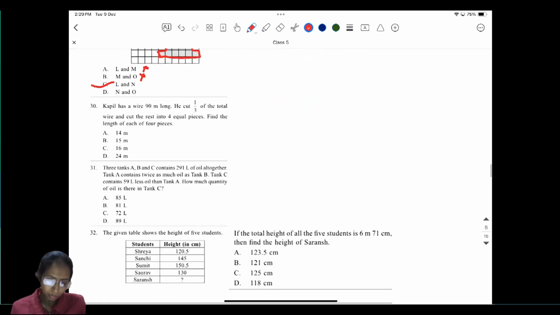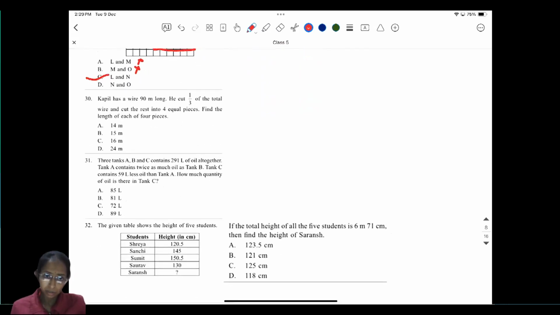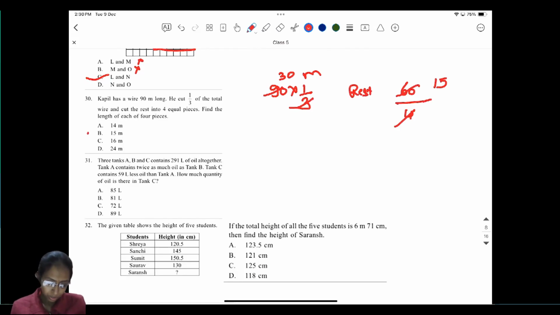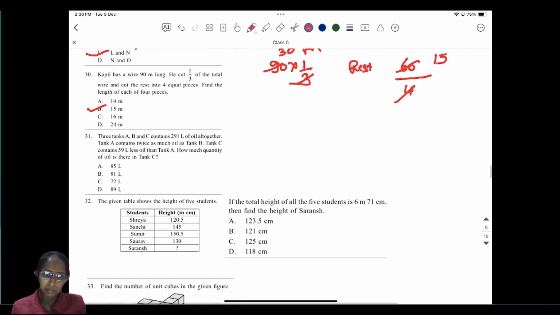Now, 30th question. A man has a wire 90 meters long. He cut 1/3 of the total wire and cut the rest into 4 pieces. So first of all, he cut 1/3 part of 90. That means 30 meters he just cut off of the total, and the rest is 60, and he just divided the 60 into 4 equal parts. That means one part is of length 15 meters. So each of the 4 parts is of length 15 meters.